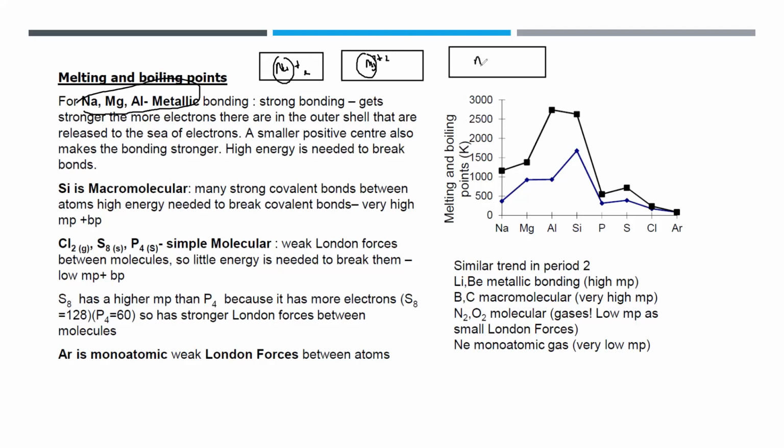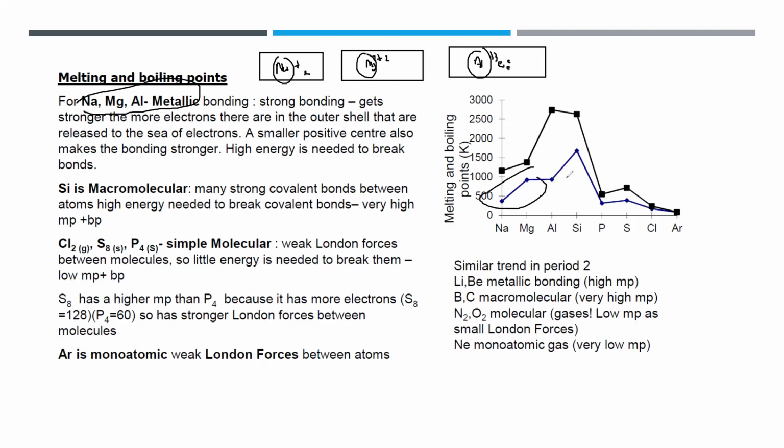Then the size of aluminum is much smaller. Size should be small and the charge should be higher, so that it will have a greater attraction towards the electrons. So the melting point increases. So from sodium, magnesium, and aluminum, what we observe is an increase in the melting point.